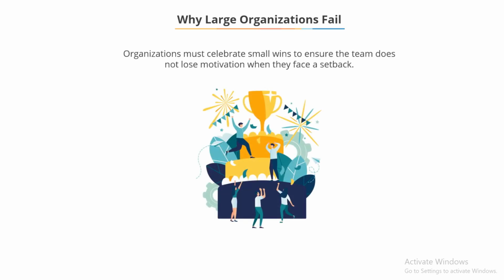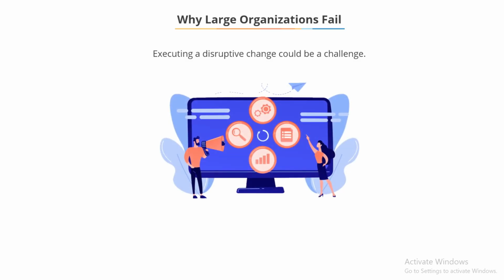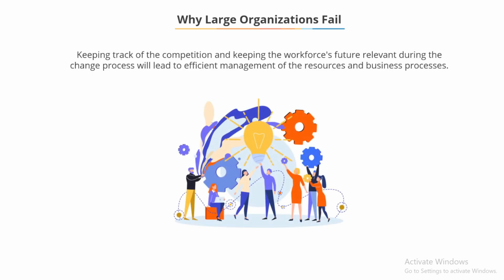Organizations must celebrate small wins to ensure the team does not lose motivation when they face a setback. Learning from failures through introspection helps organizations thrive well in the process of change management. Executing a disruptive change could be a challenge. Factors like resources, process, and value outline the impact of the transformation. Keeping track of the competition and keeping the workforce's future relevant during the change process will lead to efficient management of the resources and business processes.